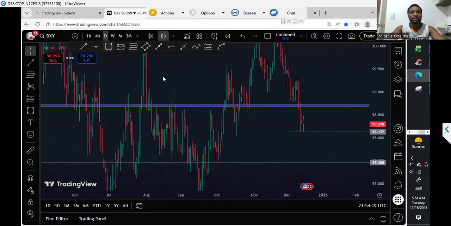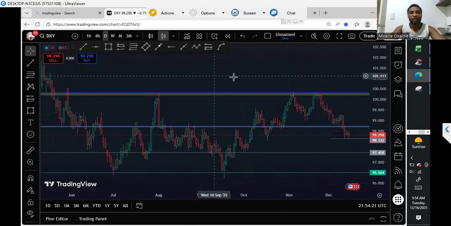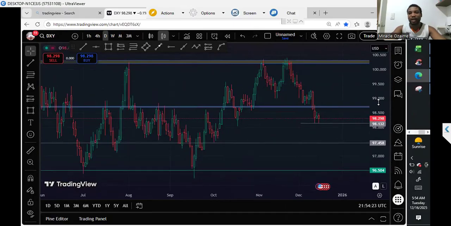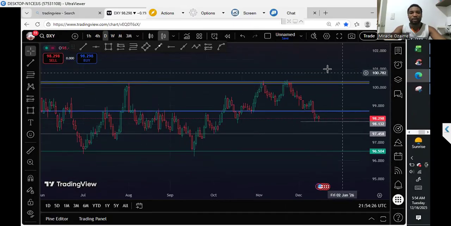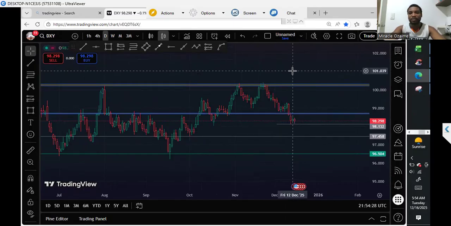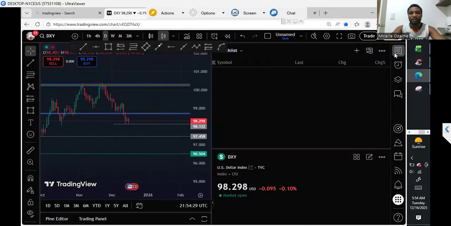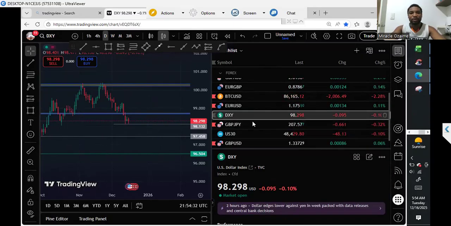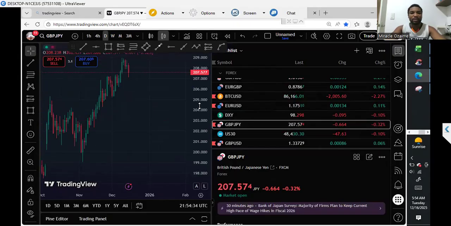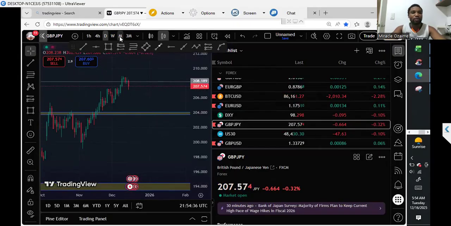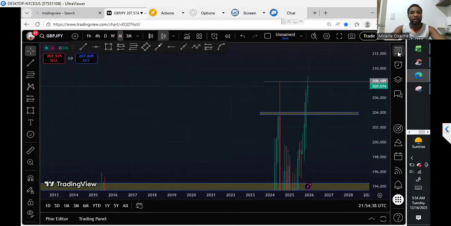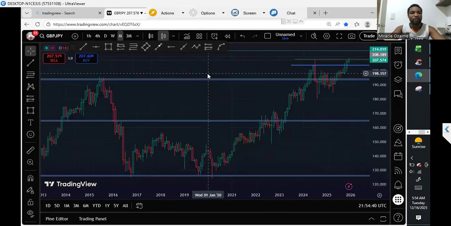So EURUSD for now is clearer than the DXY. I like to analyze both together because DXY is inverted EURUSD. The next pair that I'm going to be looking at is GBPJPY. On GBPJPY, I will come to the monthly time frame and check what it is doing. The monthly time frame for GBPJPY is quite clean.